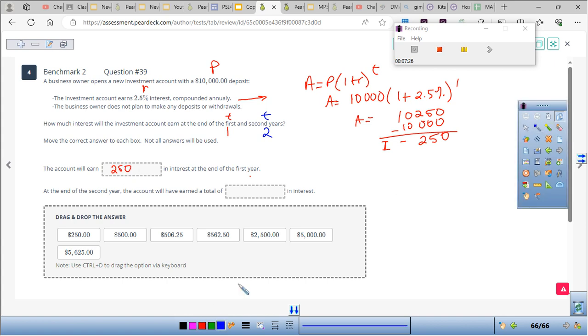And then we change the other one now. We're going to go to question number 2, how much we earn at the second year. This is again how much the account will have earned a total of blank in interest. So it's the interest. It says total, which might throw you off, but it's a total in interest. So we're going to do the same idea. The only thing that changes is that instead of a term of 1, we're going to use a term of 2.